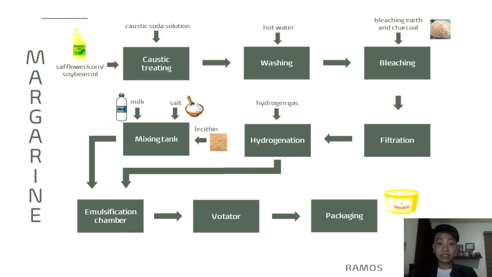In addition, the milk used must be first pasteurized. Afterwards, the hydrogenated oil and the mixture is sent into an emulsification chamber which mixes them both while maintaining a temperature of 38 degrees Celsius. Then, the margarine mixture is sent into a vatator where it is cooled to 7 to 10 degrees Celsius and left to sit in its semi-solid state. Finally, margarine undergoes packaging before being sold in supermarkets.